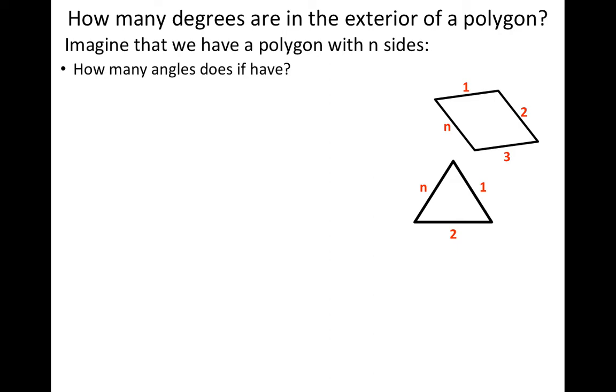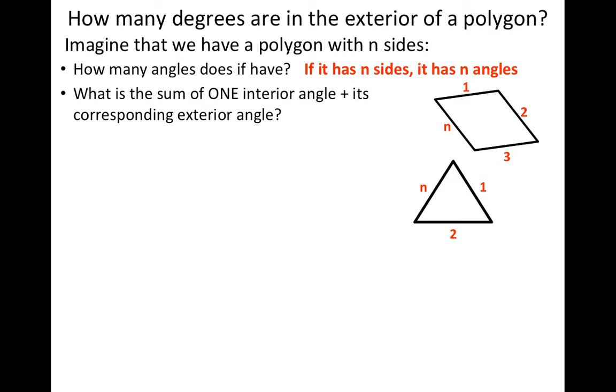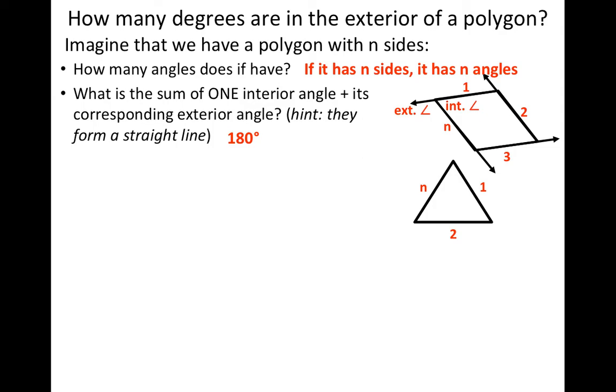And the question is, how many angles does this shape have? Well, if it has n sides, it has n angles. So we know it has n angles. The next question is, what is the sum of one interior angle plus its corresponding exterior angle? Let's draw that, and you'll see that that's an interior and that's an exterior angle. And so as a hint, they form a straight line, and anything that forms a straight line is 180 degrees.